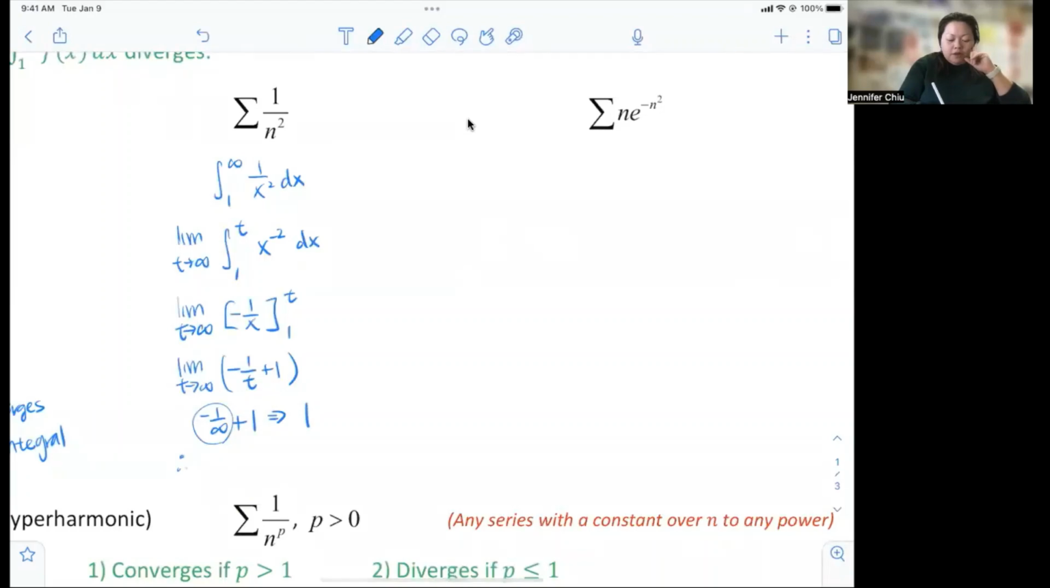Therefore, 1 over n squared is convergent by the integral test.